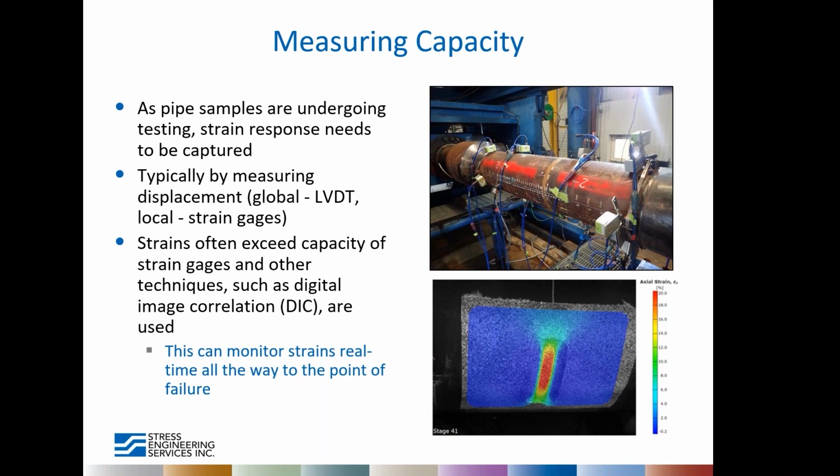These tests often exceed the limits of typical strain gauges. So what we can do is also use other techniques like digital image correlation, which can monitor local and global strains, real time, all the way up to the point of failure. And so we have that capability at Stress Engineering Services. There's a photograph in the bottom right hand side showing a simulated wall loss defect that's using DIC to capture the strain response under load.